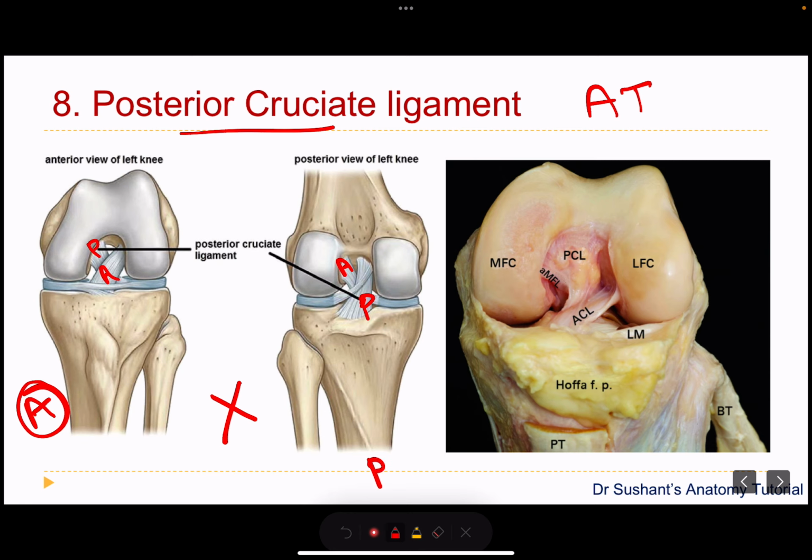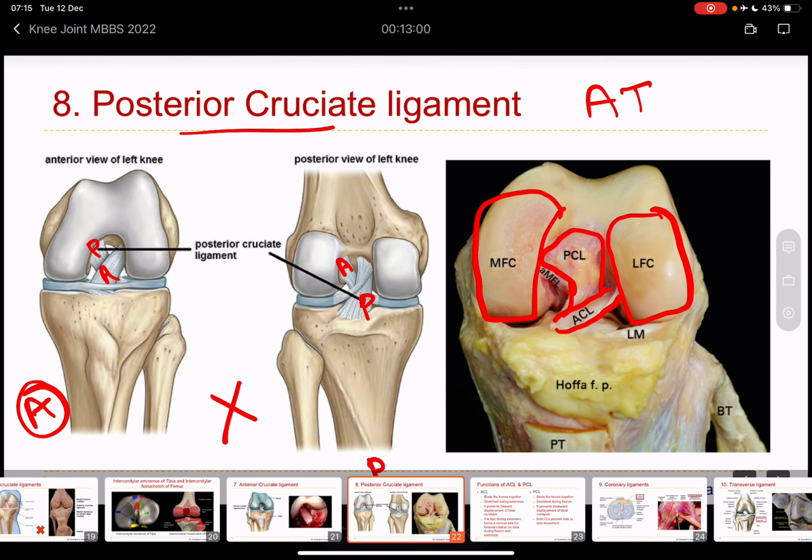This is an actual knee joint that has been cut open, and here we can see the anterior cruciate ligament passing upwards, backwards, and laterally to be attached to the lateral femoral condyle, and here is the posterior cruciate ligament that passes upwards, forwards, and medially to be attached to the medial condyle of the femur. All right, now let me make things more clear for you.